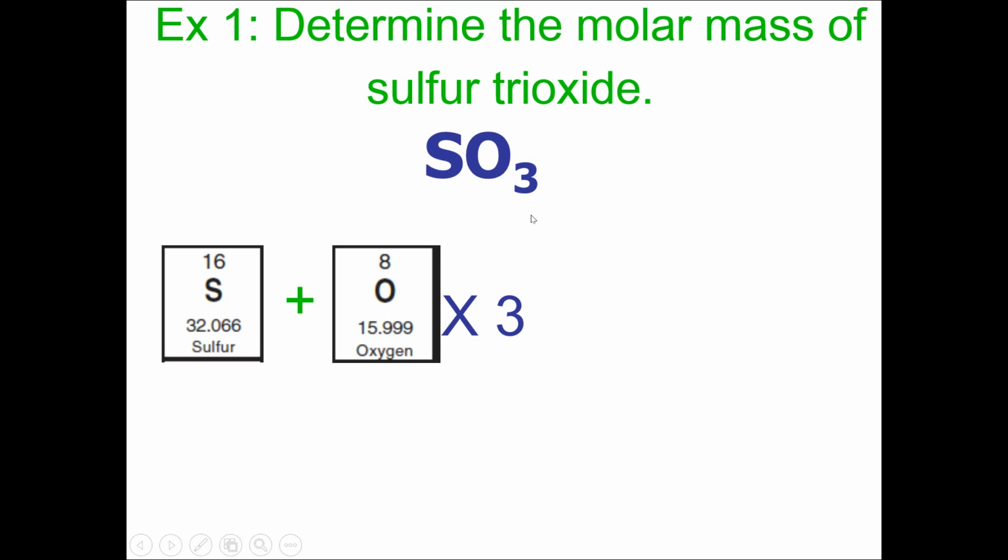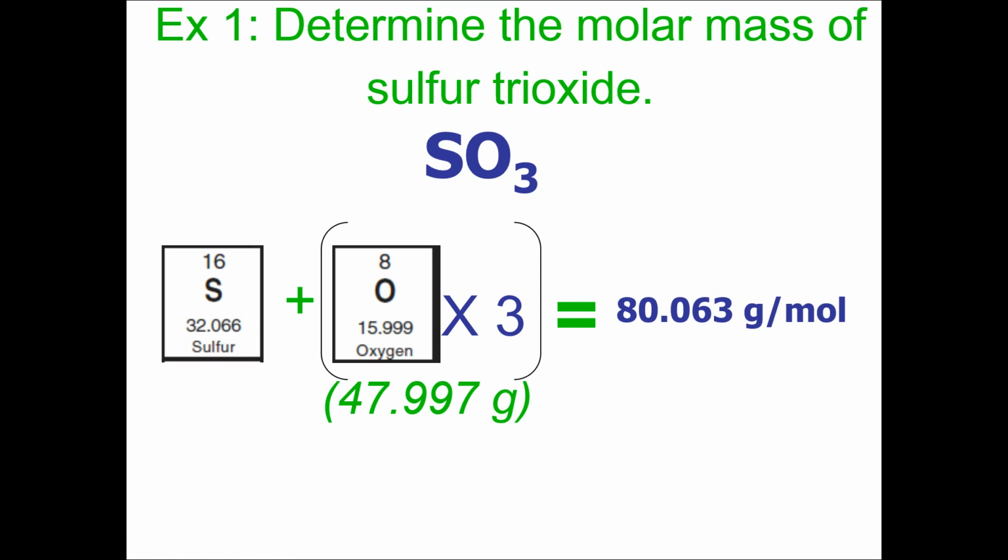It's 32.066. We are going to then add it to the mass of 3 oxygens. So oxygen times 3. And go ahead and throw that in parentheses just so that you know this is all representing this part of the formula, and you can put that in your calculators. 32.066 plus 15.999 times 3, and we get 80.063. Our proper unit here is grams per mole because this is the mass of 1 mole of sulfur trioxide.